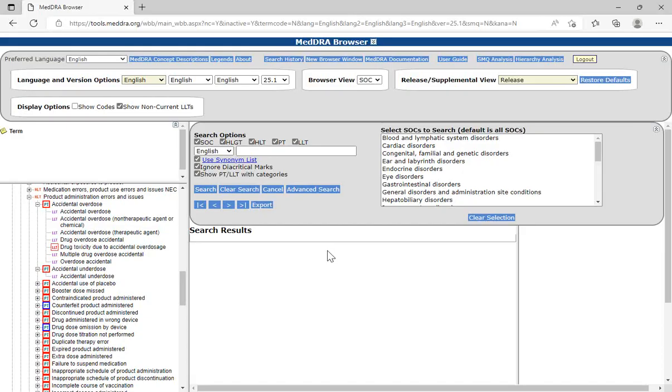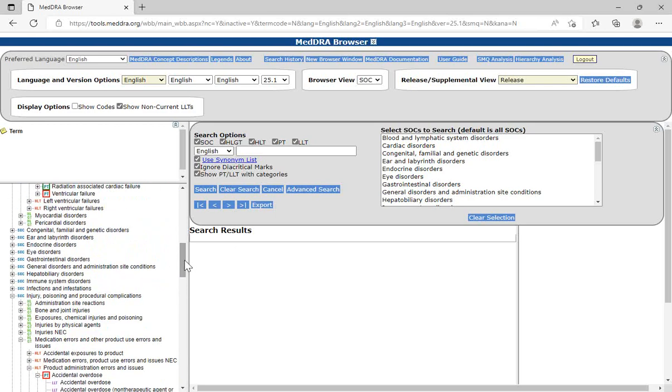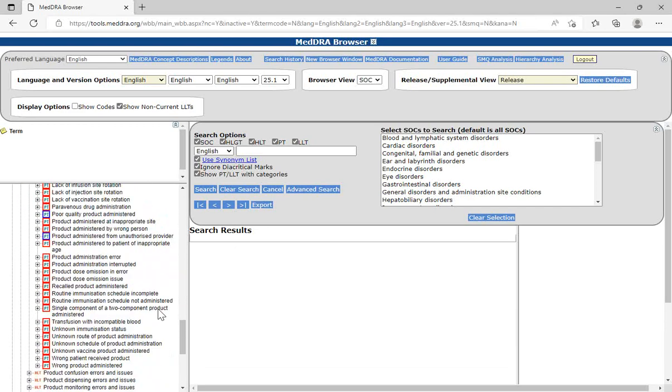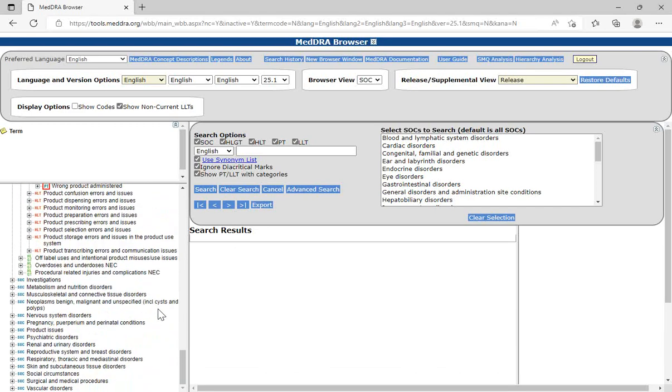And then I look again. My suspicion was that it has something to do with this particular device, a GJ tube. It's like a tongue twister. So what I'm going to do is look in my SOC of product issues. I think my device terms are possibly in that SOC.